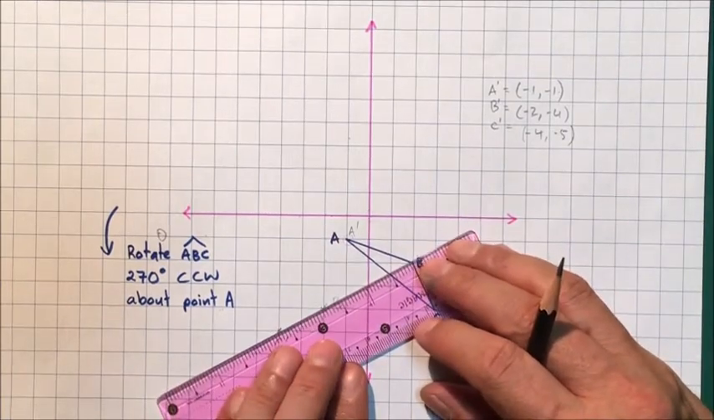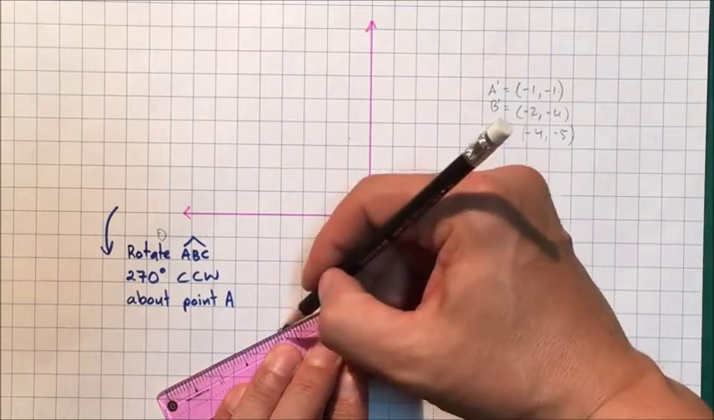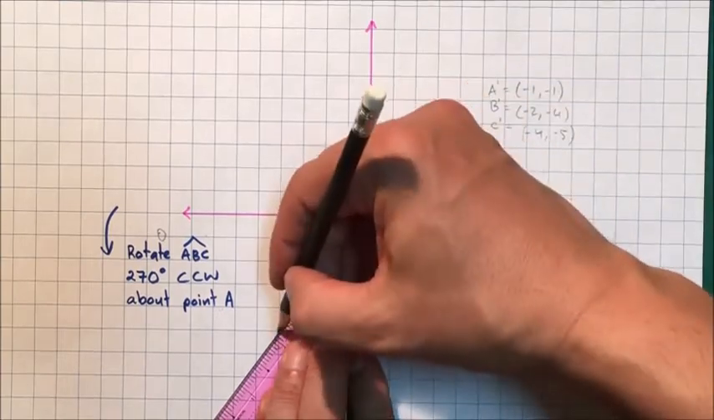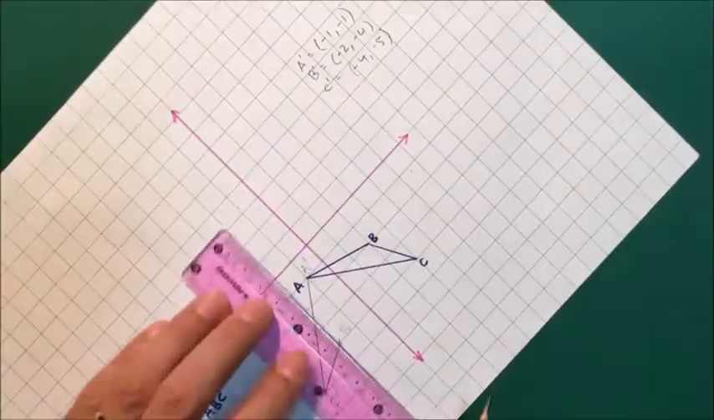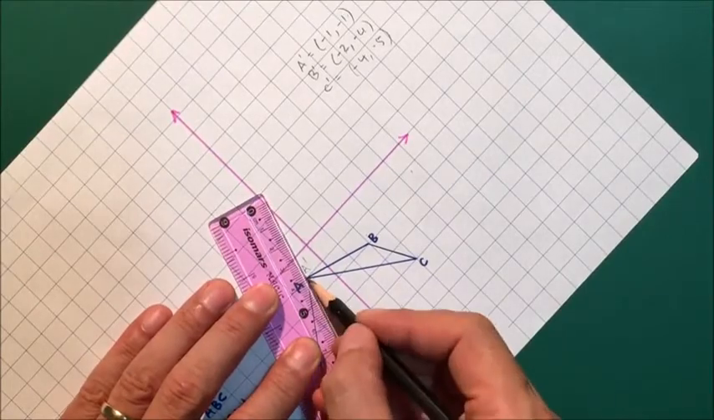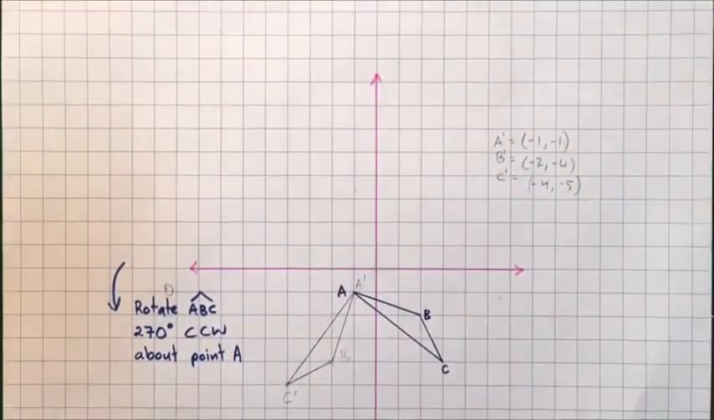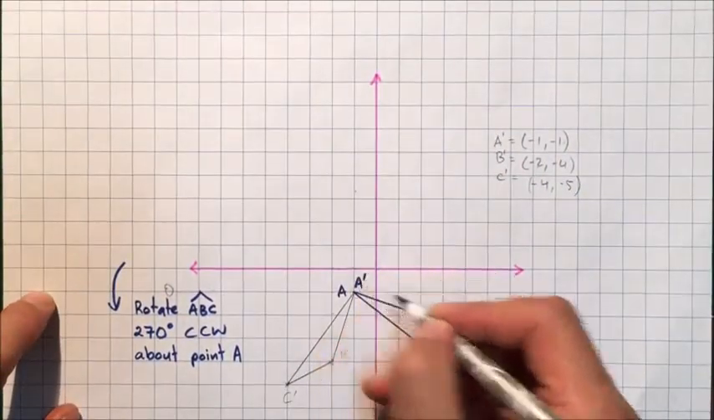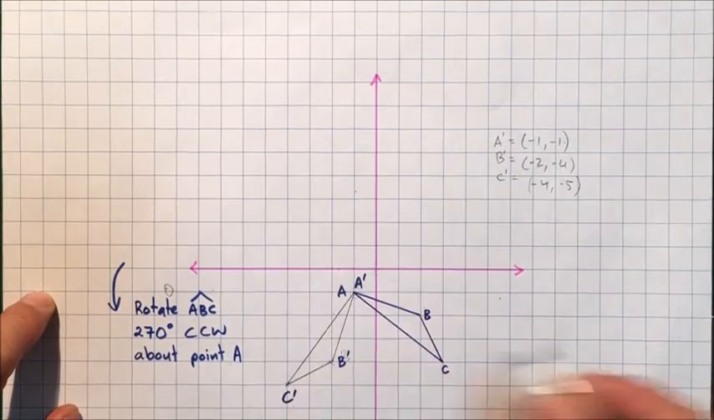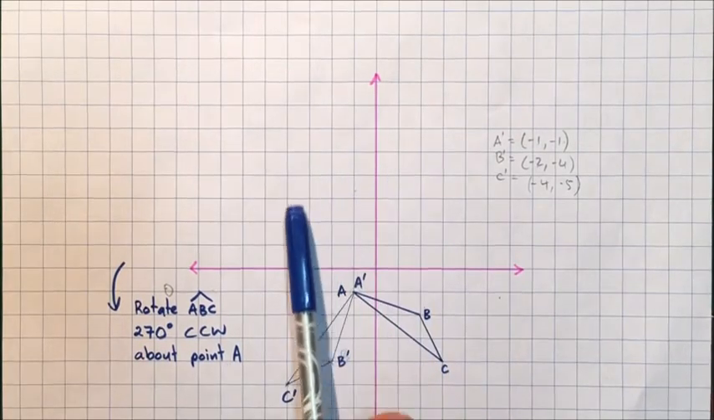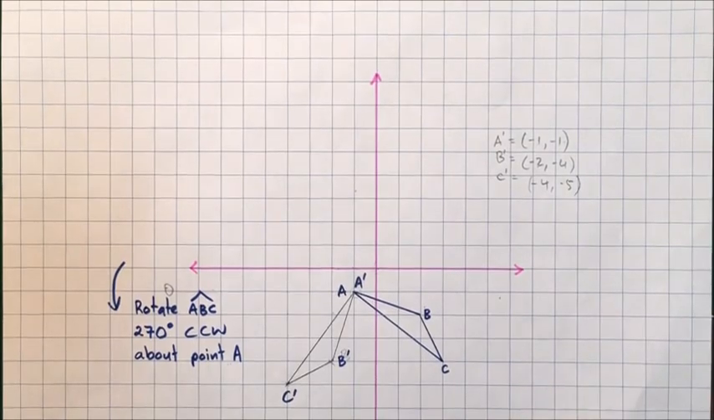So next job, just draw the triangle, the image of triangle ABC, which is the triangle A dash, B dash, and C dash. There we go, nearly done. Okay, label the points. So that is A, but it is also A dash. This is B dash, and this is C dash. And so we've rotated this original triangle 270 degrees counterclockwise all the way around. Finished. Job done.